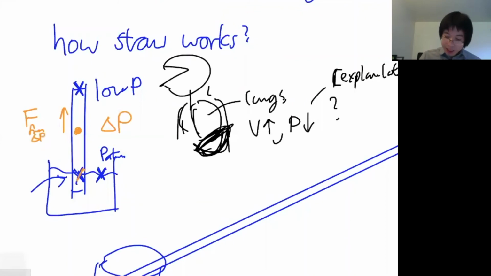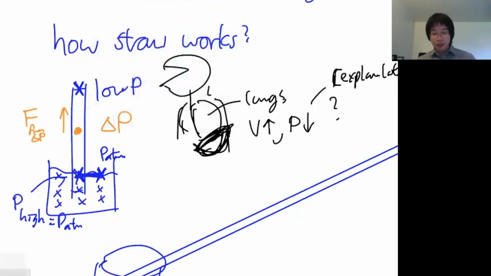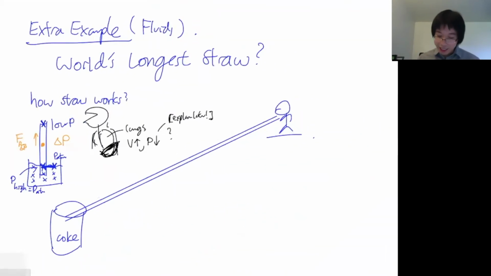Why are these two points at the same pressure? We learned that equal level is equal pressure. These are at the same level, and anything at the same level has the same pressure. You learned that, right? So as long as you create a lower pressure, then you can suck it up.